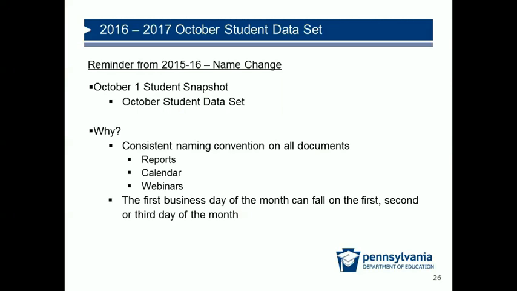There was a name change to a lot of the reports last year. We previously called them October 1 Student Snapshot. As of 2015-16, it was changed to October Student Dataset. The reason for this is it doesn't always fall on October 1st. For example, this year it's October 3rd. This will keep the naming convention consistent on all documents, the reports, calendar, and webinars.